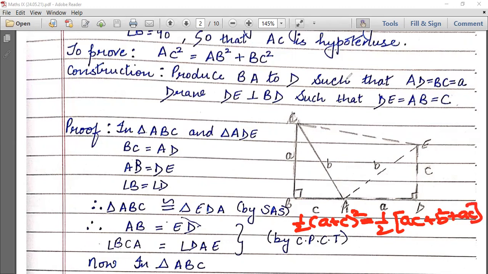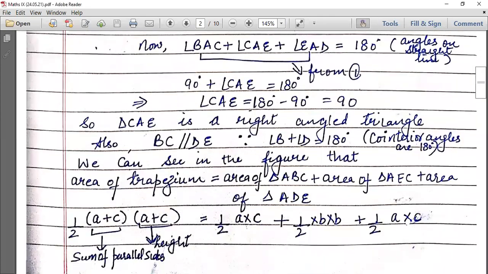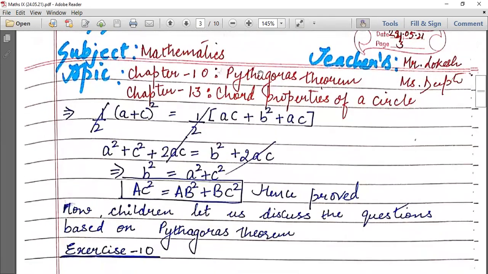Okay, children. Now let's move on to our theorem. Now, children, when you apply the formula here, a plus c whole square, you can cancel it out. Here, half and half will be cancelled.